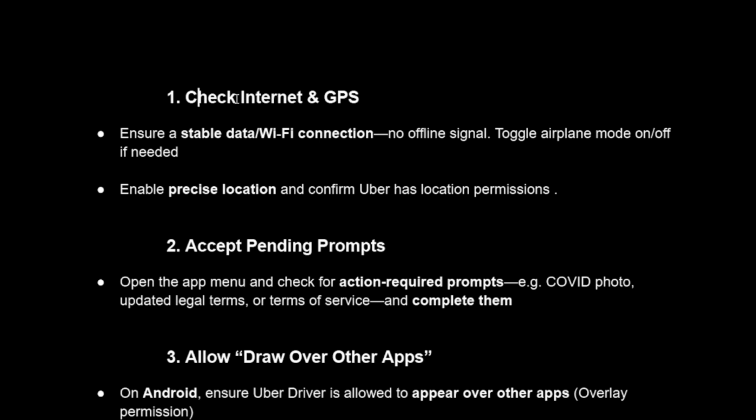So the first thing is to check your internet and GPS, so ensure a stable data or Wi-Fi connection. No offline signal, of course, will not let you go online. So toggle airplane mode on or off if needed. Enable precise location and confirm Uber has location permissions. You can do this in the settings.